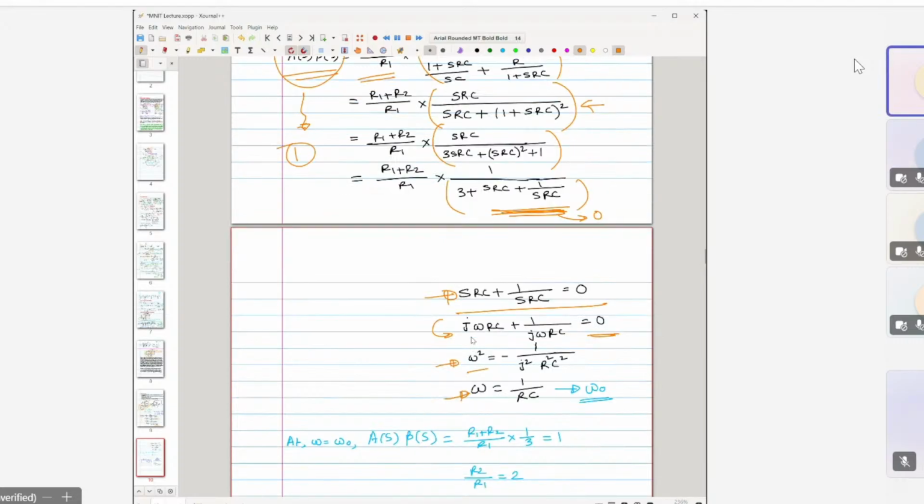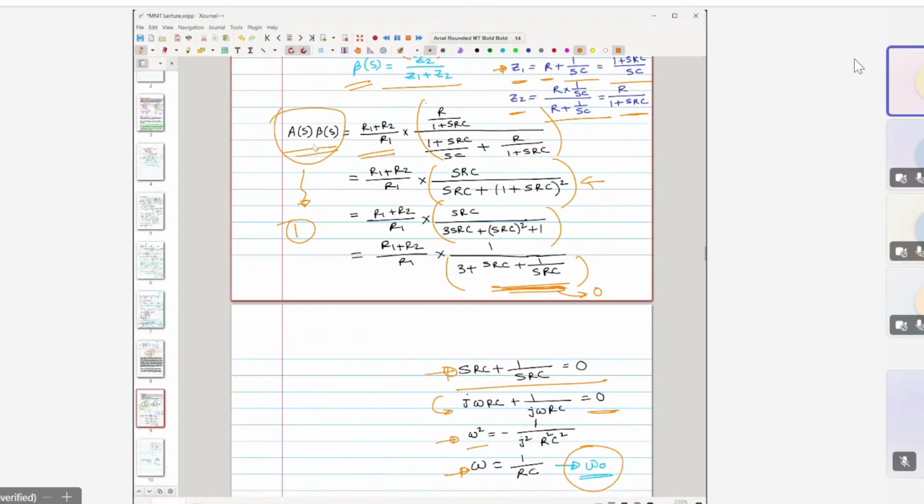So here, what is omega? Omega turns out to be 1 by RC. This omega means omega during oscillation. So we have denoted this special omega as omega naught, the oscillation frequency, right? So omega naught is 1 by RC.